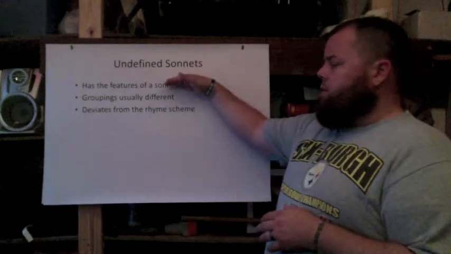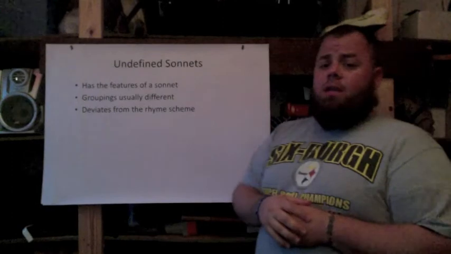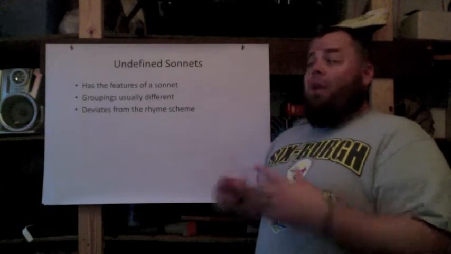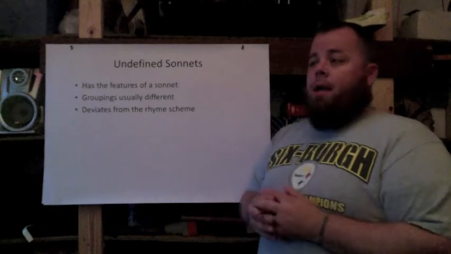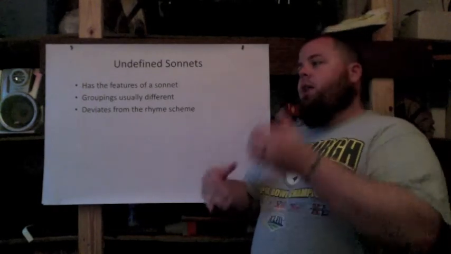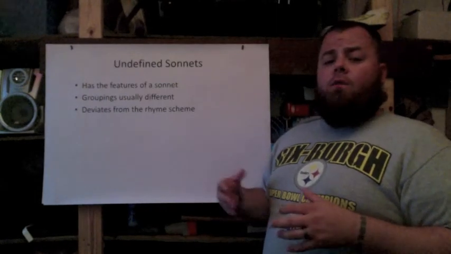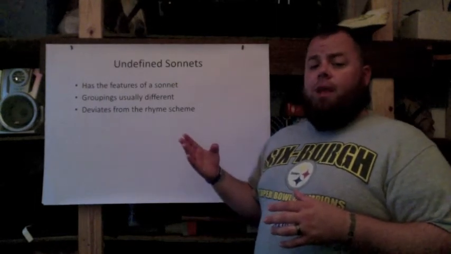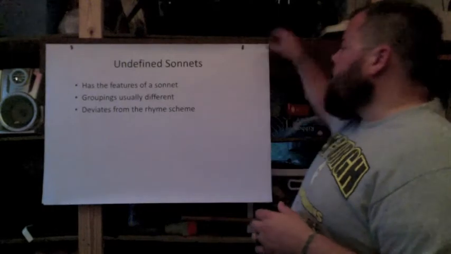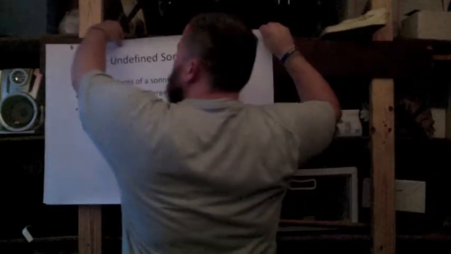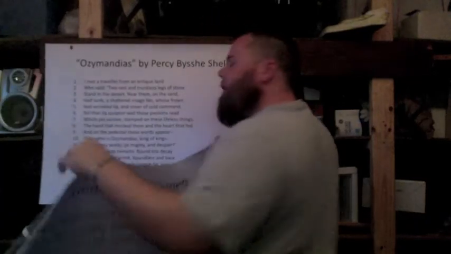Still has all the features. The groupings are usually different, so that means it's not going to be an octave and a sestet. It could be a sestet and an octave. It might not be 3 quatrains and a rhyming couplet. So there's going to be some changes to that form and also some deviations from that rhyme scheme. So those are the major differences. A lot of times these are sonnets simply because they have the problem, turn, and solution.